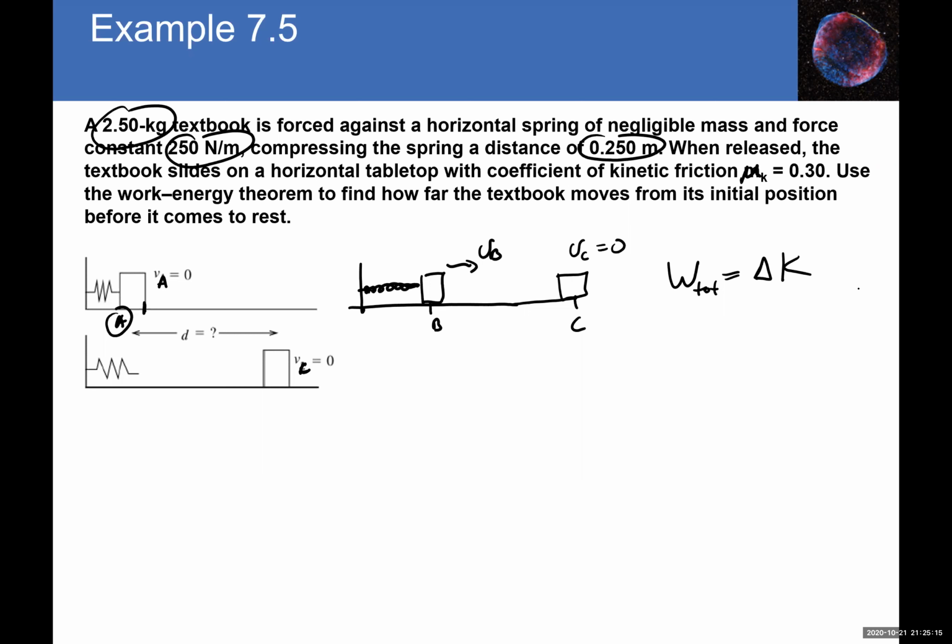Now, one of the things we can do here is think of it like this. What is the kinetic energy at point A, point B, and point C? At point A, I know it's 0. At point B, it's some non-zero value. But at point C it's also 0. Then what I can do is ignore point B, and I'm just going to take point A.